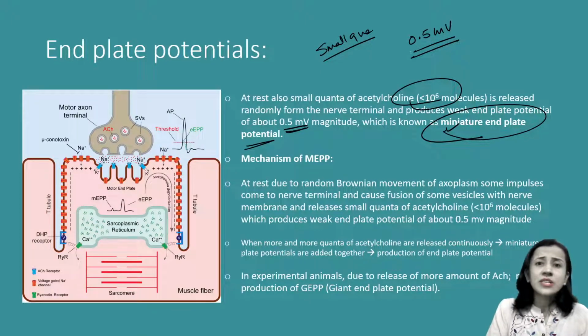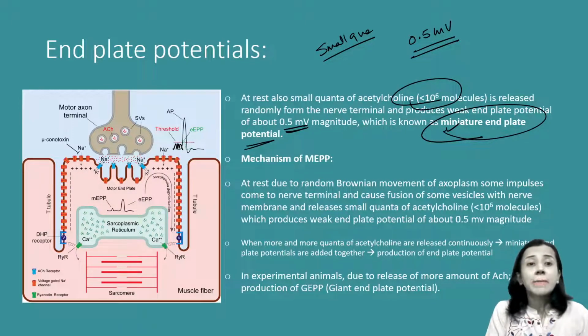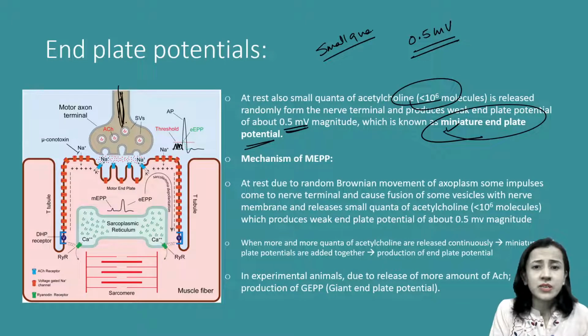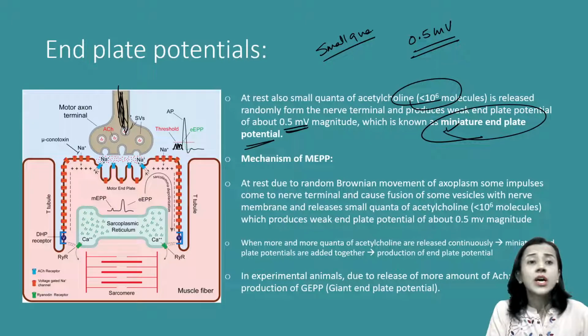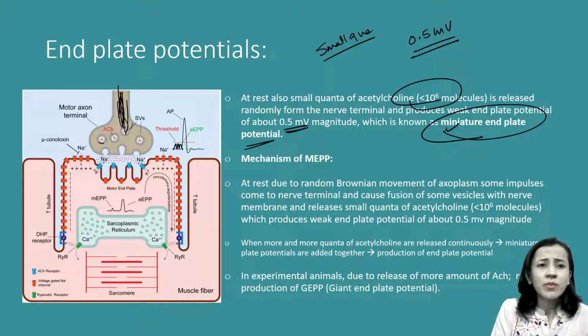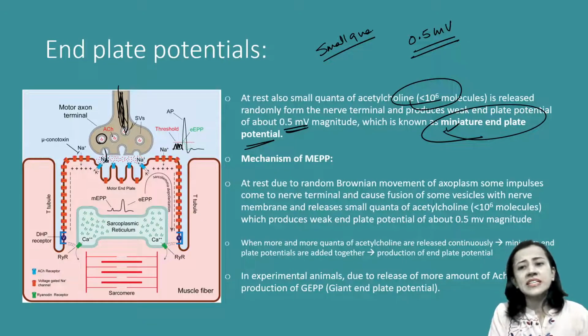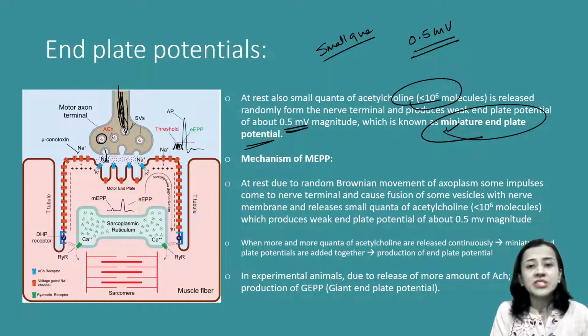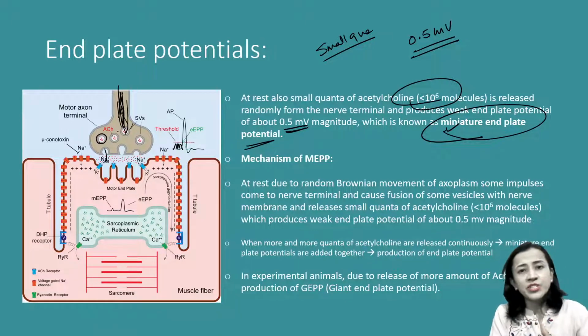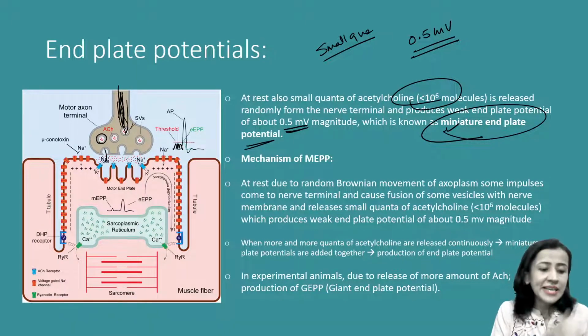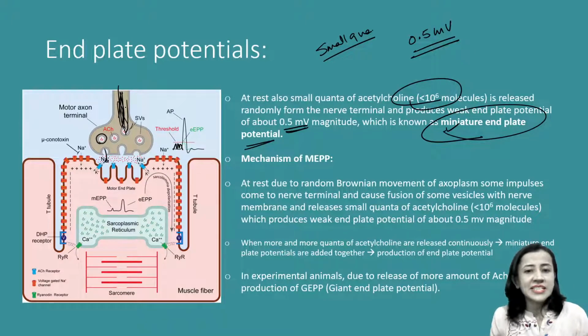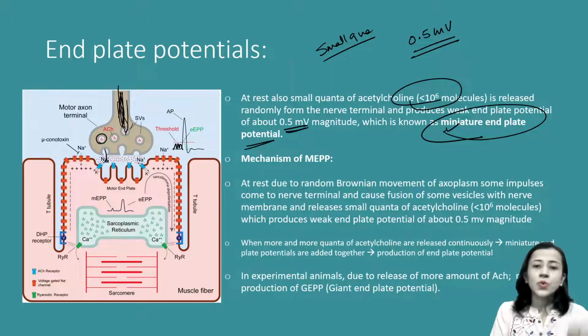At rest also, this kind of 0.5 millivolt change in the membrane potential is found. Why? Because of the movement of exoplasm. In the resting condition also, there is Brownian movement of exoplasm, so a slightly small amount of acetylcholine is released. When more and more acetylcholine is released, that produces miniature end plate potentials, and these get added and produce end plate potential. When end plate potentials get added, that produces giant end plate potential, and that is converted into action potential.